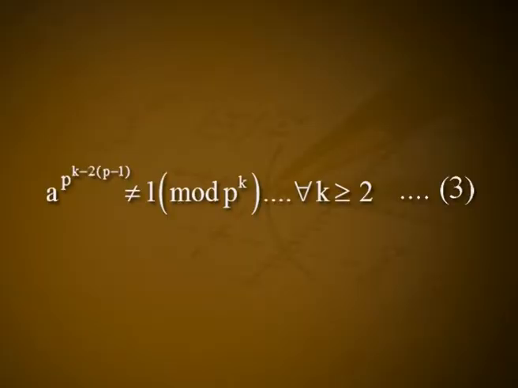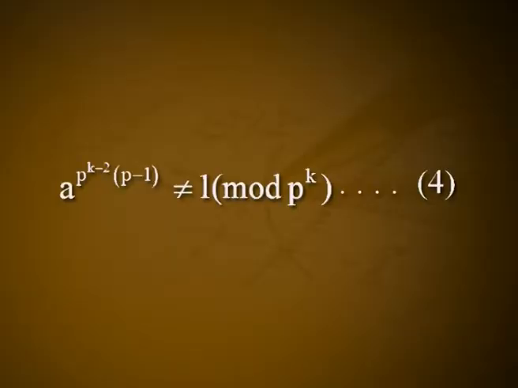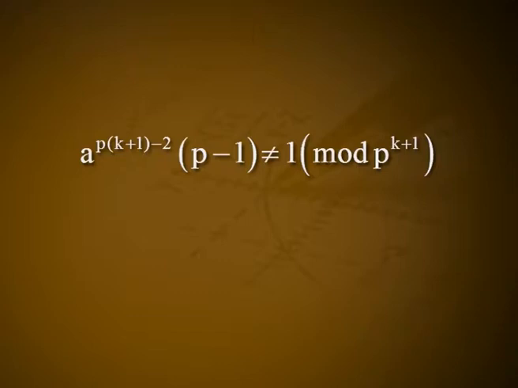We next show that a^(p^(k-2)(p-1)) ≢ 1 mod p^k for every k ≥ 2. Equation number 3. For k = 2, by choice of a we are done. Suppose k > 2, and that we have shown a^(p^(k-2)(p-1)) ≢ 1 mod p^k. Equation 4. We show a^(p^(k+1-2)(p-1)) ≢ 1 mod p^(k+1).